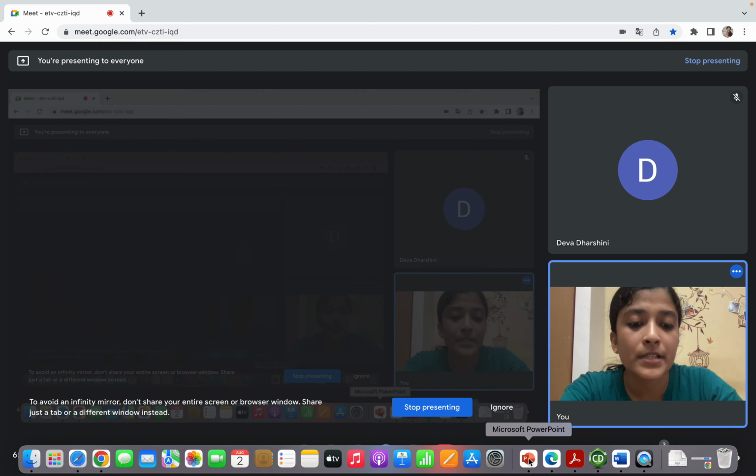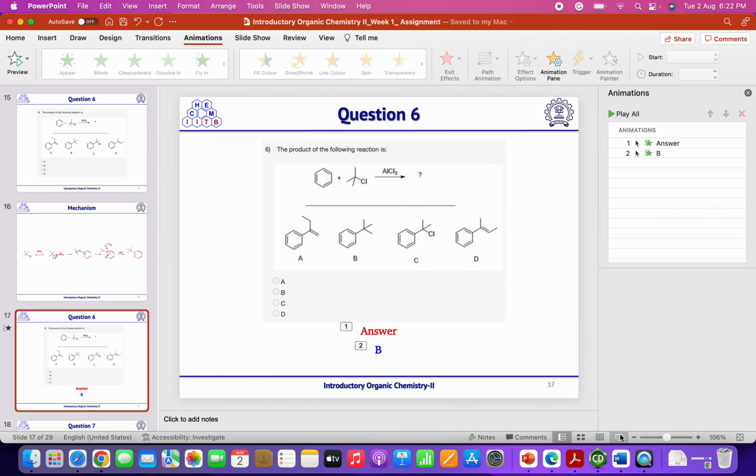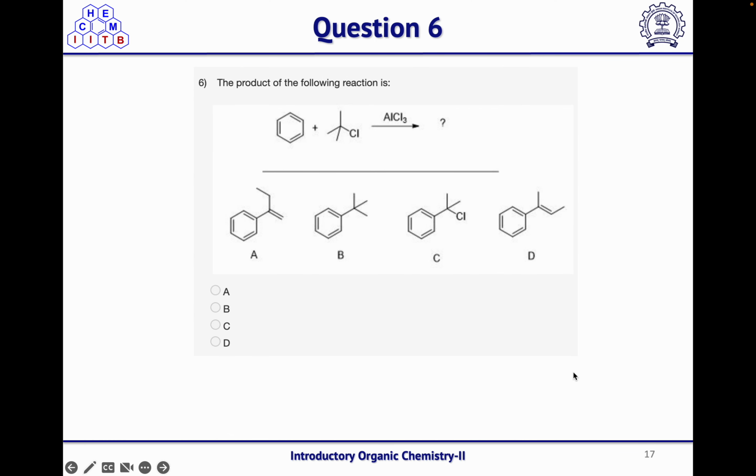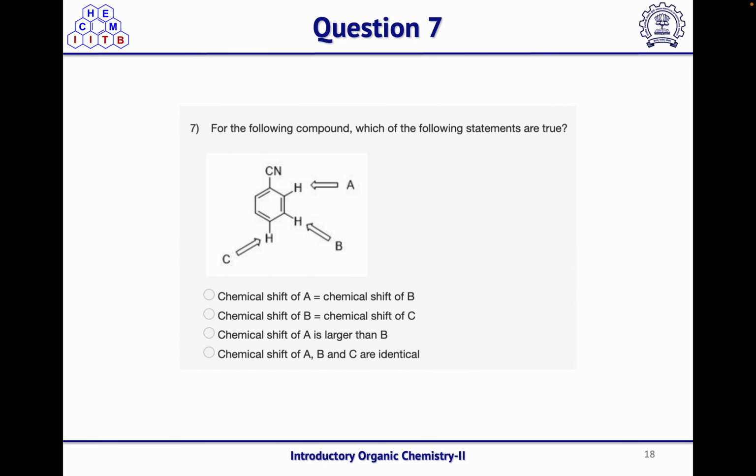Now let me share my screen again. So we have seen the answer of question 6. Now can we move towards question number 7? Moving towards question number 7. Question number 7 is for the following compound. For the following compound, which of the following statements are true? They have given some statements for this compound, and they have asked which of the statements are true.